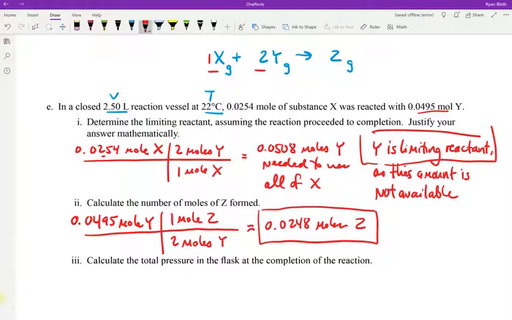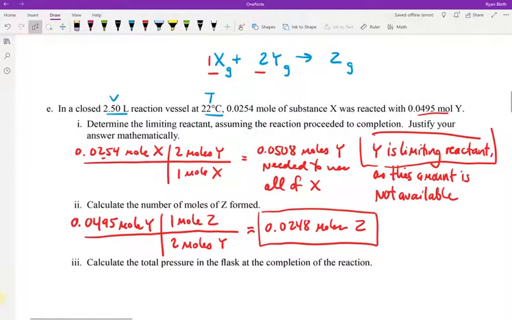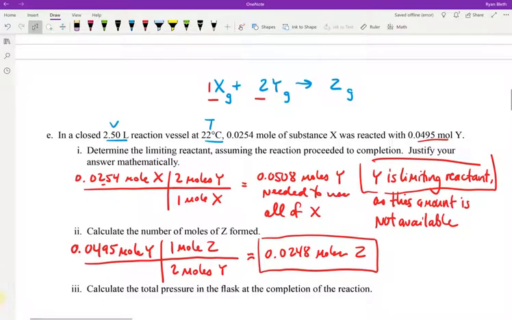And then calculate the total pressure in the flask at completion of the reaction. So I think I want to use a rice table for that. That'll help me out to kind of organize what's being used here and what's left over. So it's kind of crowded here for my rice table. Go back up to my reaction equation here at the top. And we started out with 0.0254 moles and 0.0495 moles and 0 moles of this.